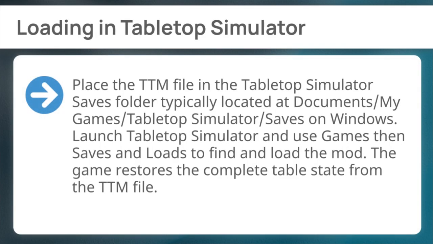Place the TTM file in the Tabletop Simulator saves folder, typically located at Documents/My Games/Tabletop Simulator/Saves on Windows. Launch Tabletop Simulator and use Games, then Saves and Loads, to find and load the mod. The game restores the complete table state from the TTM file.